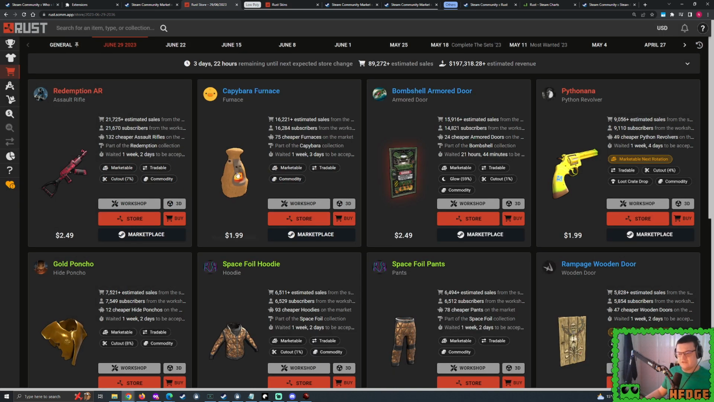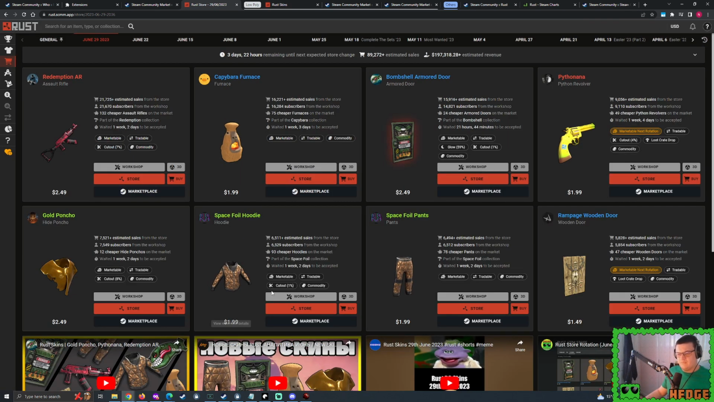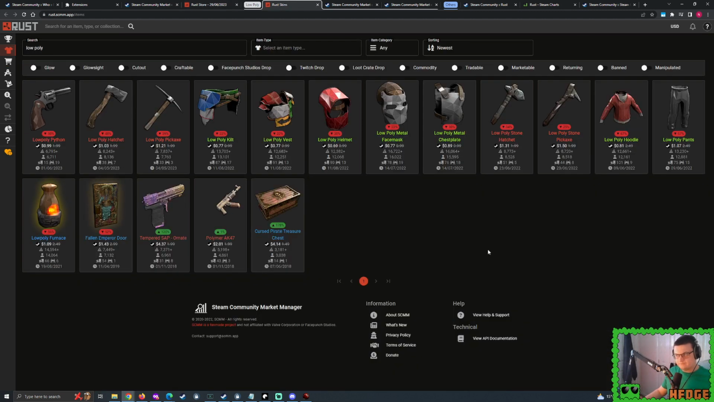But you might sit and say, well, if more skins, is it really going to help out these skins that much? They're low in demand. It doesn't matter. So I have a very good example to show to all of you, and that is the low poly set. So the low poly set came out last year in July of 2022.